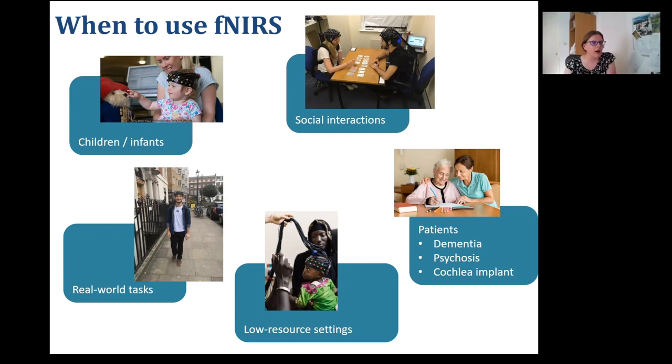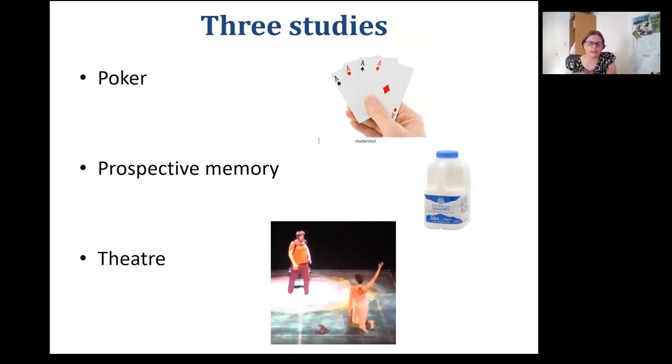Because I want to rush through some methods today, and I know I've only got a short time, I'll tell you about three different studies that highlight some different things. First, a study of playing a card game, a bit like poker, where we look at lying and lie detection in a face-to-face interaction. Then a study of prospective memory, where we get out of the lab and onto the street. And finally, a study where we're looking at actors performing Shakespeare on stage in the theatre, just because we want to push the technology to the absolute limit of what it can do and see if it's still possible to get meaningful data in that context.